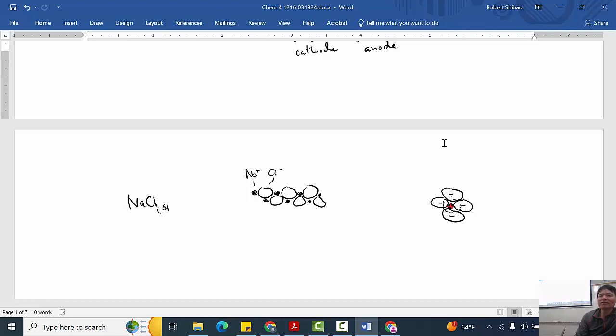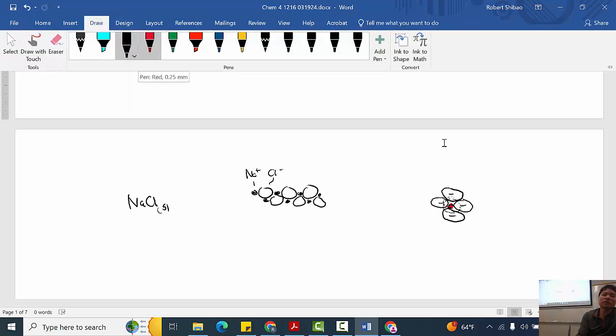So how many negatives can you fit around here? Can you count them? Let's say 4. In 3 dimensions, in 2 dimensions, it would be 4. In 3 dimensions, it would be 6. Do you see it? Yes. So this is why sodium chloride doesn't form molecules. Sodium chloride doesn't form molecules because each sodium wants to bond with 6 chlorides. And each chloride wants to bond with how many sodiums?